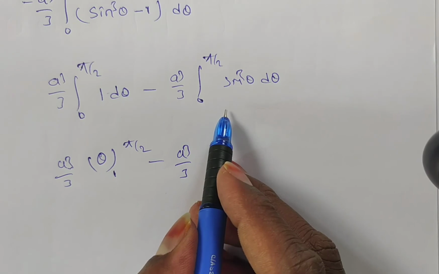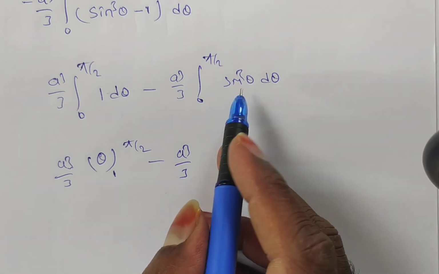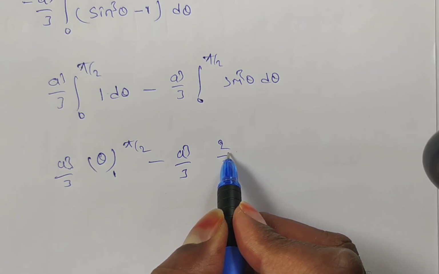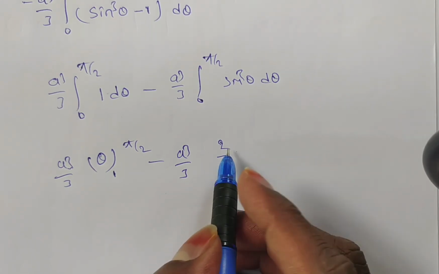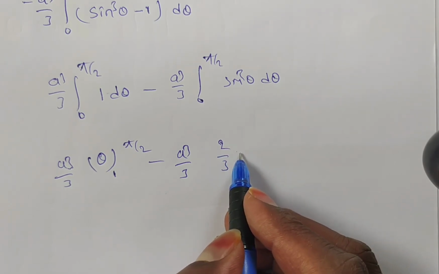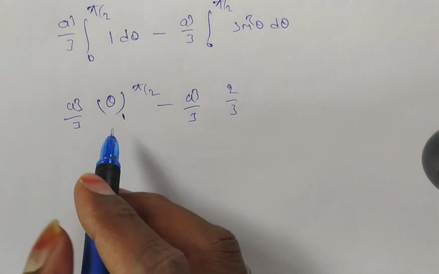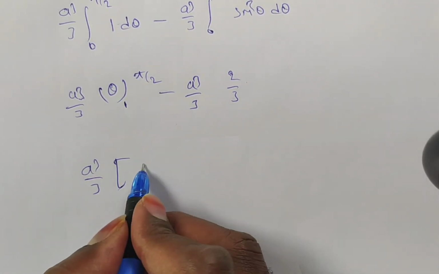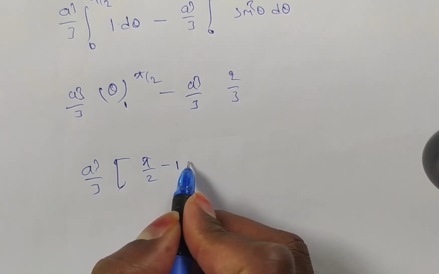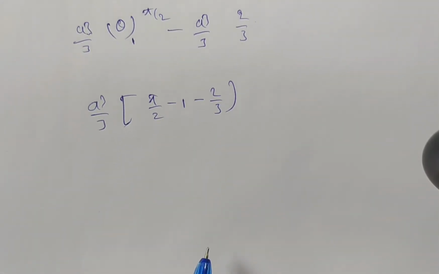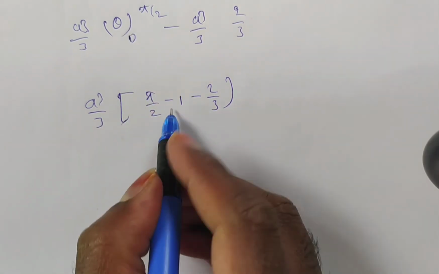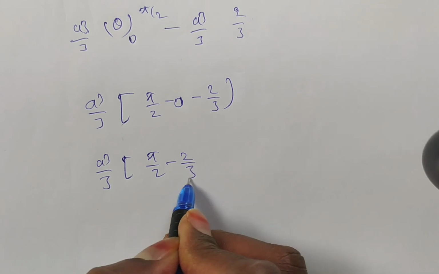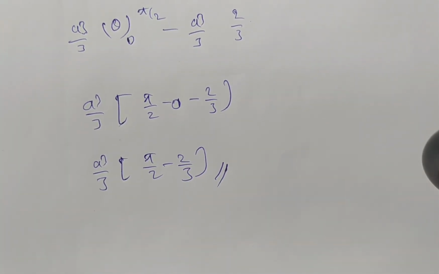Here I can apply the Wallis theorem. So here you have a 3, right? So from the Wallis theorem you will have 2 by 3. That's it. Okay. Now what I can do, this a cube by 3 is common. If I take a cube by 3 common, then the upper limit pi by 2 minus 0, minus 2 by 3. So you will have a cube by 3 times pi by 2 minus 2 by 3 is the answer. Okay, thank you for watching this video.